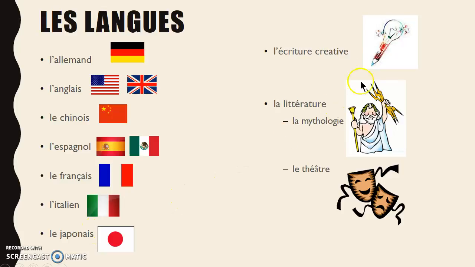And with language, we often get into different types of classes. So we have l'écriture créative. L'écriture créative is creative writing. Nous étudions aussi la littérature. Et dans la littérature, on a la mythologie et le théâtre. So here's a few examples of specific literature type courses that you might take.